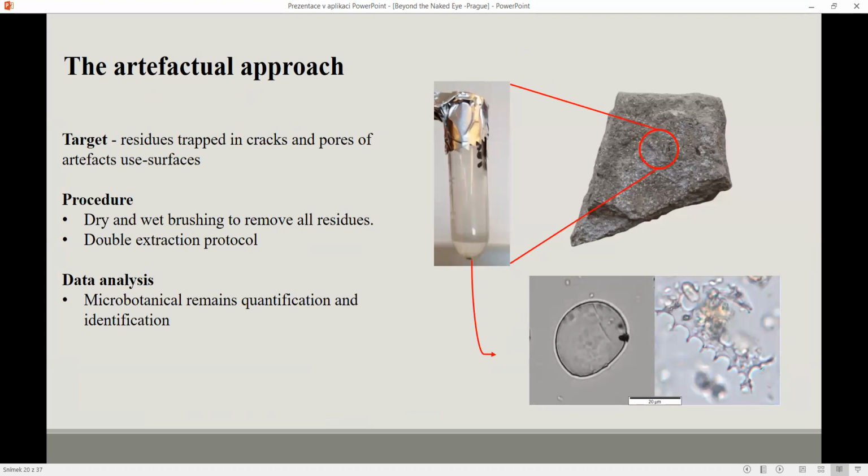Well, the artifactual approach consisted of recovering sediment samples from the cracks and porous surface of the fixed cairn. These sediment samples were later exposed to the protocol of double extraction of phytoliths and starch-rich, the protocol that I mentioned before, and then the data analysis with the quantification of microbotanical remains and to identify them to taxonomic or anatomical level whenever it was possible.